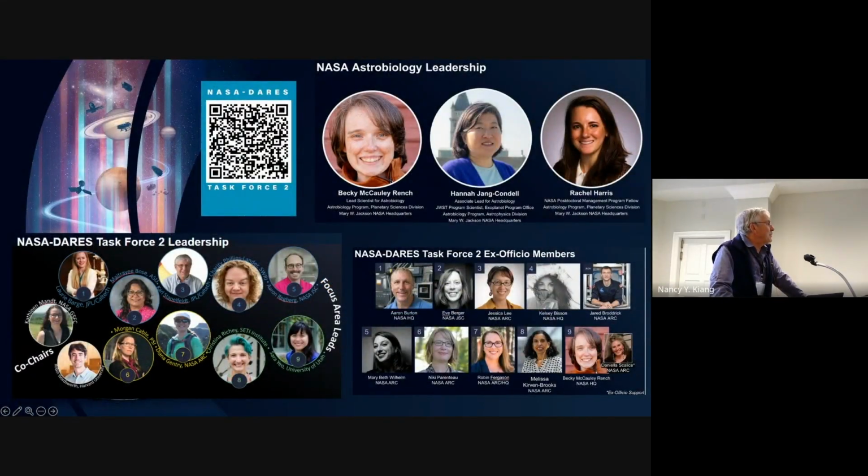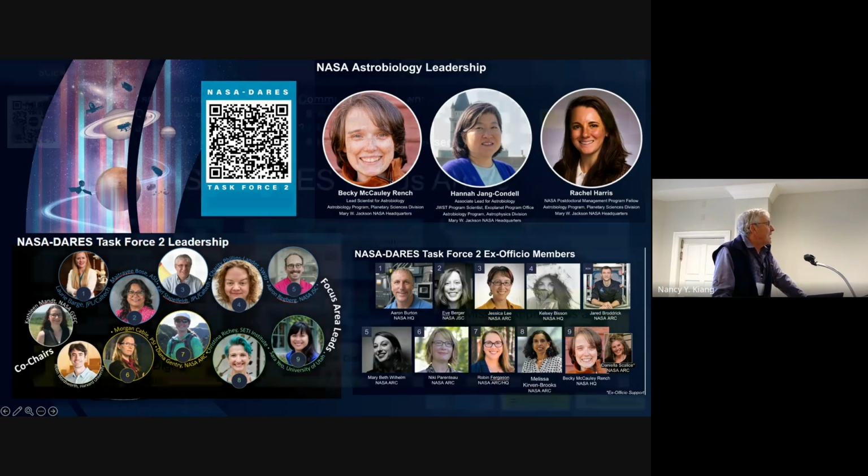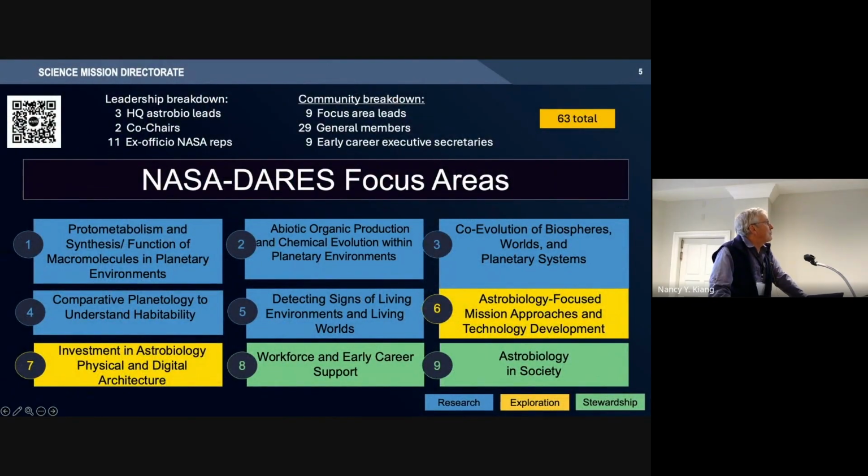There's a whole mob of people involved in this. This is the leadership face page, including myself in the lower left and the headquarters leadership. The overall group is listed here with 3 leads at headquarters, 2 co-chairs from the community, and 11 ex officio NAPS representatives. That group is going to take the report written by the group on the right and implement it internally with NASA to decide what to do with it. And a total of 63 people, most of whom are from the community, are involved with this.